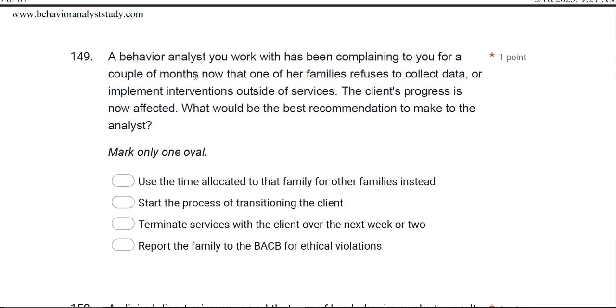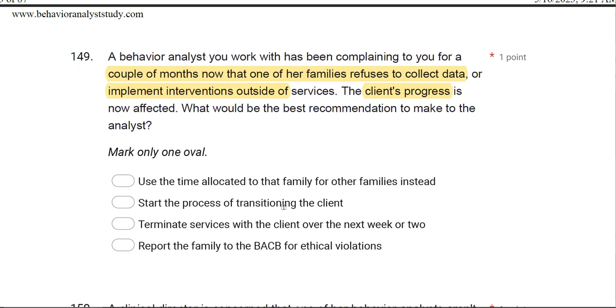So this behavior analyst says that for a couple months now, they're not collecting data, not implementing interventions, and now the progress is affected. Well, that's an issue. What recommendation would you make to the analyst in the situation? A, use the time allocated to that family for other families instead. Well, the problem here is you still have that client under your responsibility, right? There's still your responsibility. You can't just ignore them, okay?